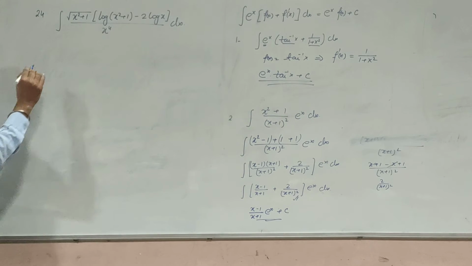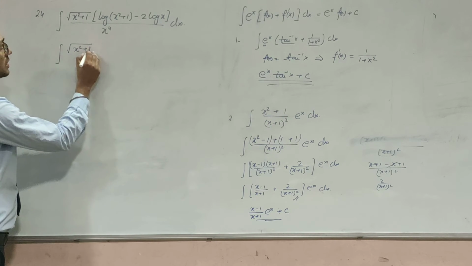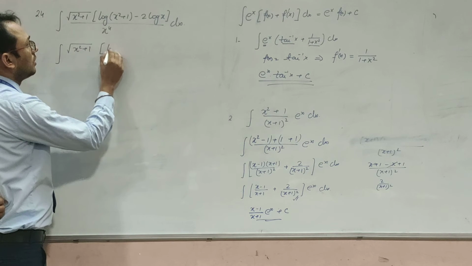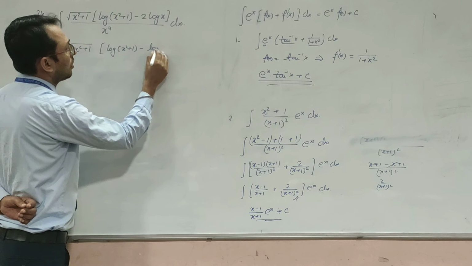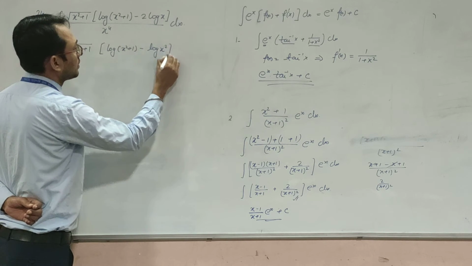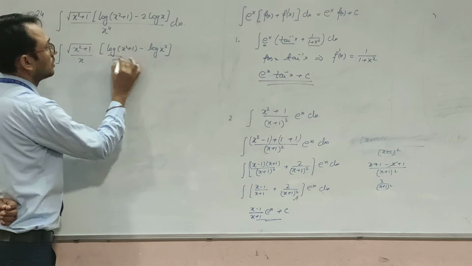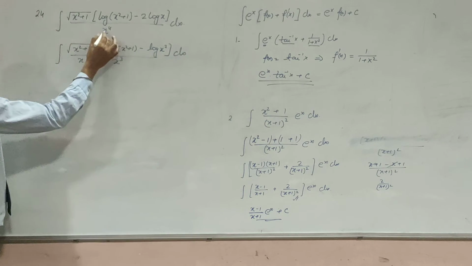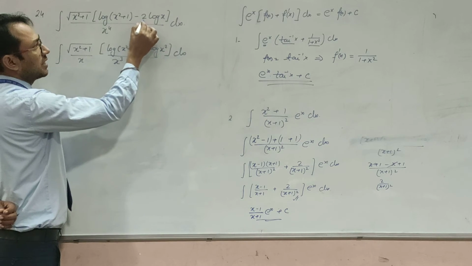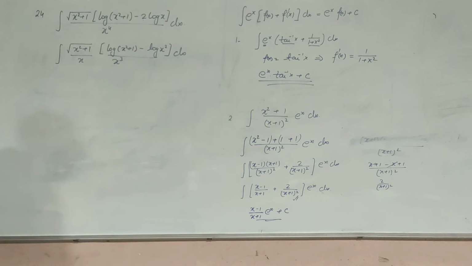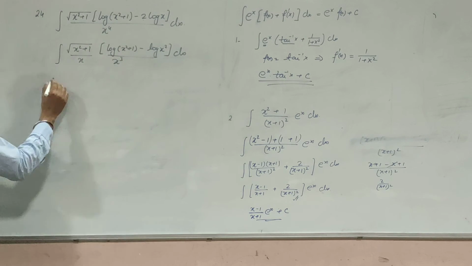Yes, see, for this question now, it is under root x square plus 1, log (x square plus 1) minus log x square upon x into x cube. What I have done? x to the power 4, I have done x into x square, and log a to power b was given as b log a. Now we are applying log a minus log b.